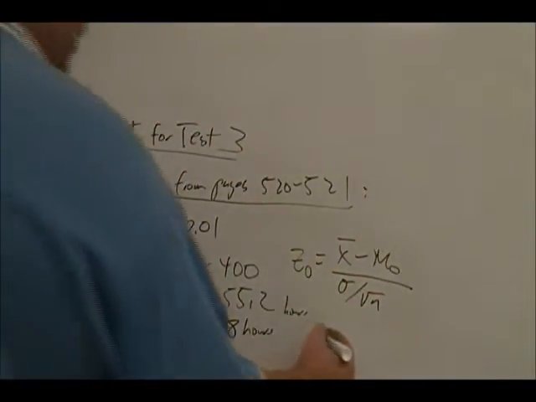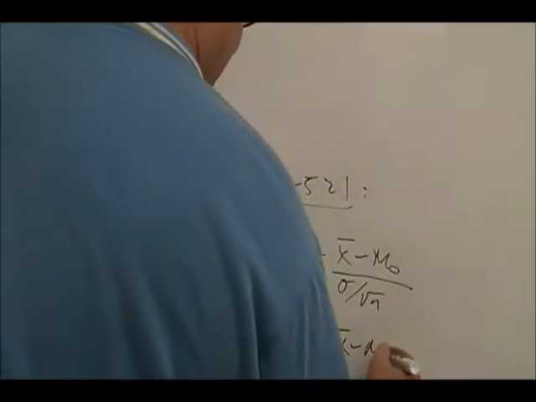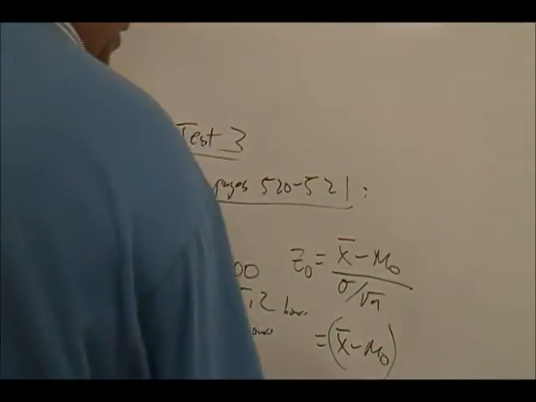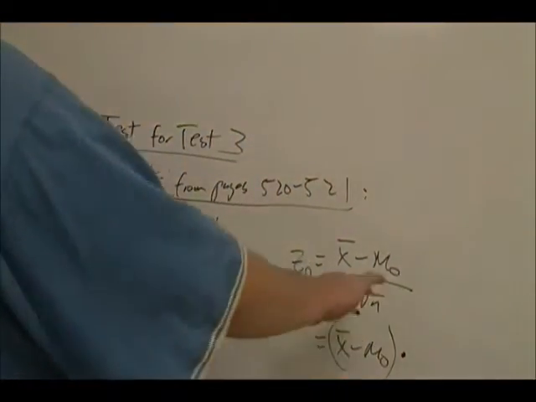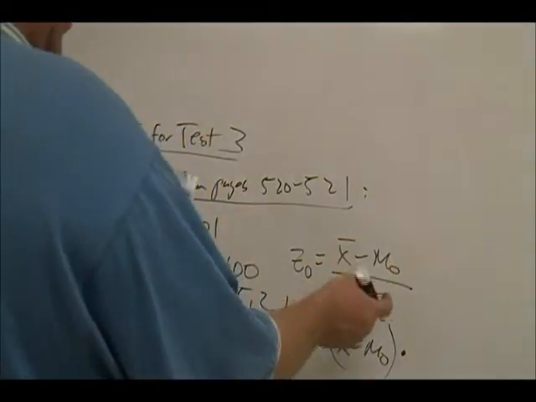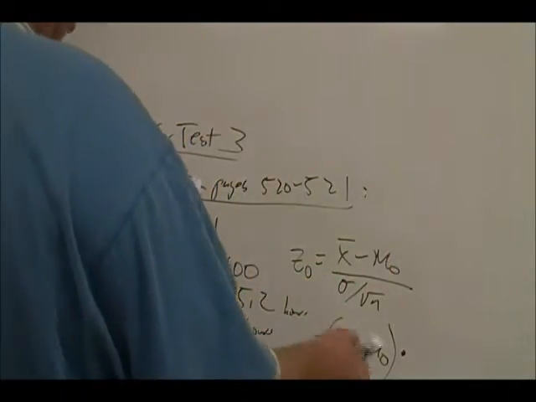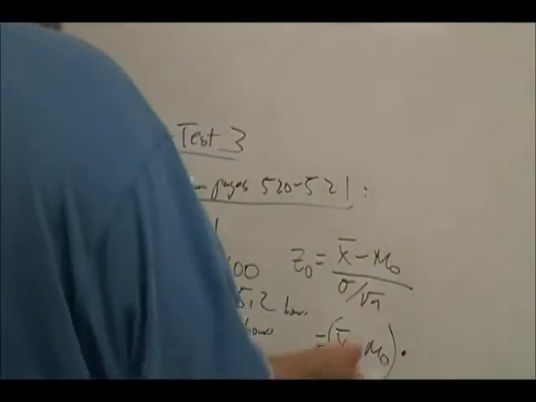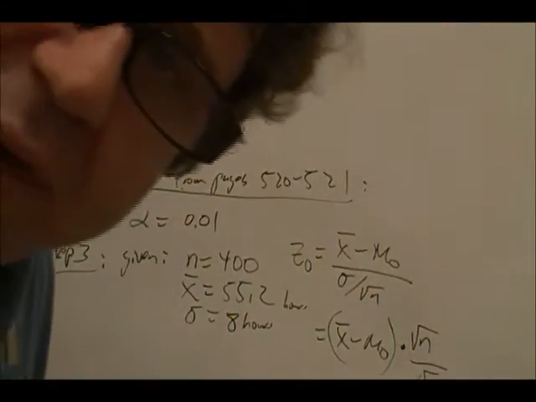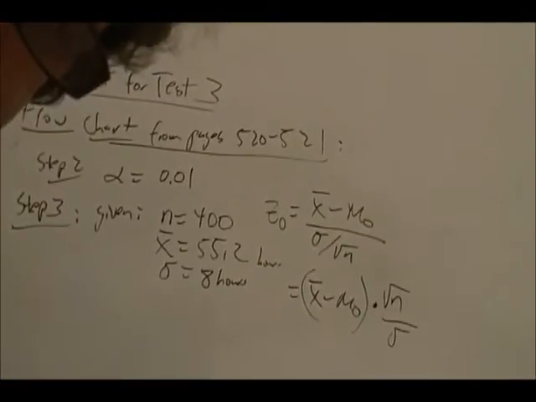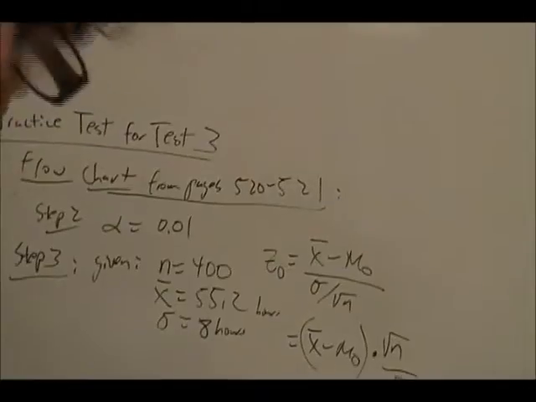It might be easier to write this as X bar minus mu naught in parentheses times, take the bottom fraction and flip it. So when you divide a fraction by a fraction, it's easier to write it as multiply by the bottom fraction, but flip it. So it's easier to write this as X bar minus mu naught times the square root of n divided by sigma. And that's how I wrote it in the solution key. So now I just have to plug the given statistics in there and get the test statistic.